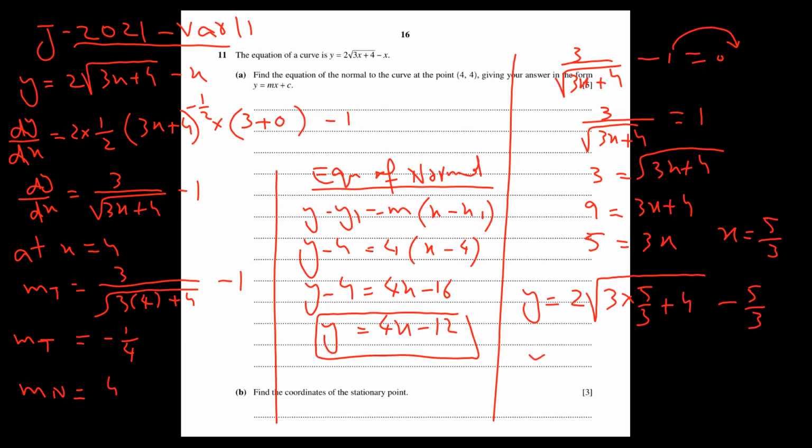So let's see what the answer turns out to be. This 3 cancels out. 5 plus 4 is 9, the root of 9 is 3, and 3 twos are 6. 6 minus 5 over 3 becomes 13 over 3. So the coordinates of the stationary point are 5 over 3 and 13 over 3. So this point is very clear.